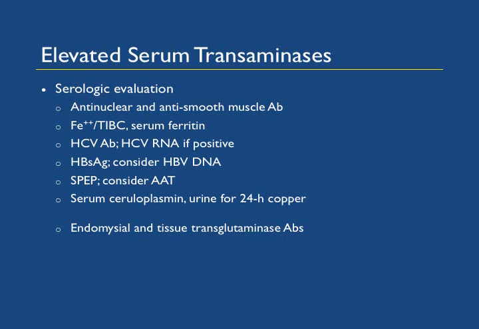A serum protein electrophoresis, abbreviated SPEP, should be obtained in the serologic evaluation of the patient with elevated serum transaminases, not only to get an idea of the presence of chronic inflammation, but also to potentially rule in the diagnosis of alpha-1 antitrypsin deficiency, since the alpha-1 globulin peak in the serum protein electrophoresis is largely made up of alpha-1 antitrypsin. One could also consider obtaining an alpha-1 antitrypsin level.